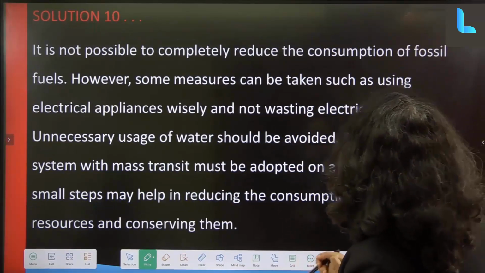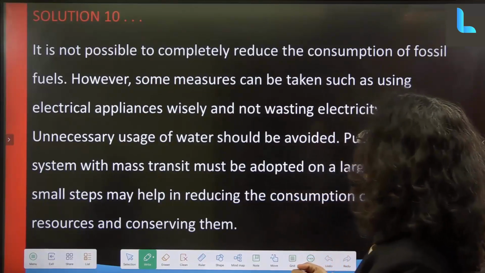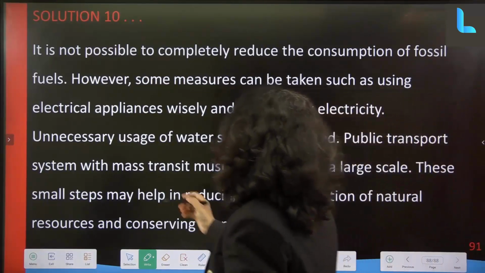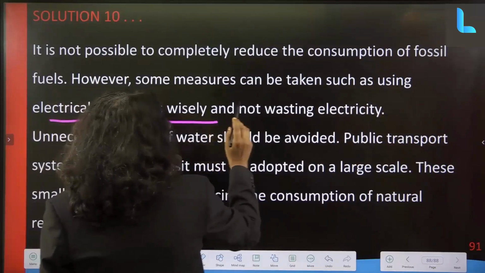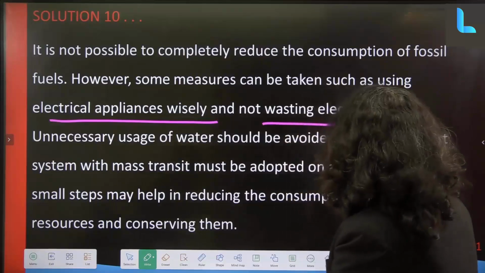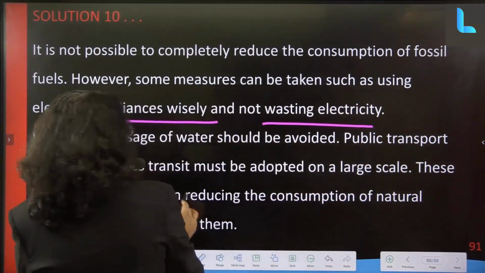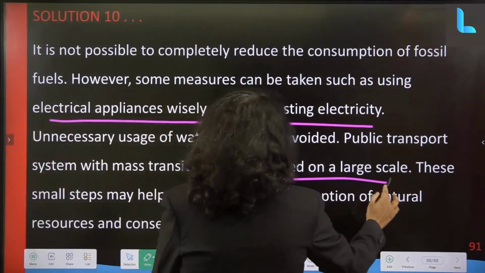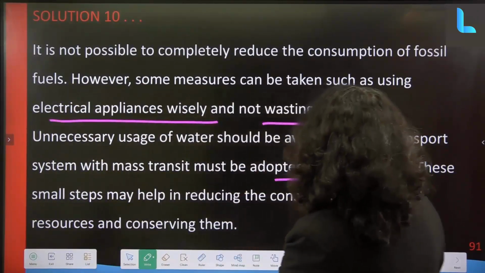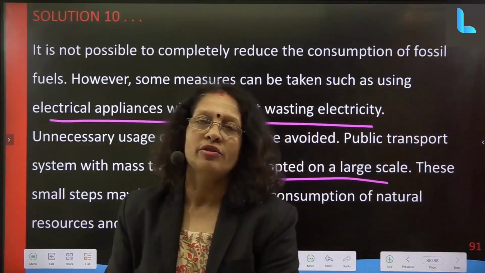It is not possible to completely reduce the consumption of fossil fuel. However, some measures can be taken, such as using electrical appliances wisely and not wasting electricity. Unnecessary usage of water should be avoided. Public transport systems with mass transit must be adopted on a large scale. These small steps may help in reducing the consumption of natural resources and conserving them.